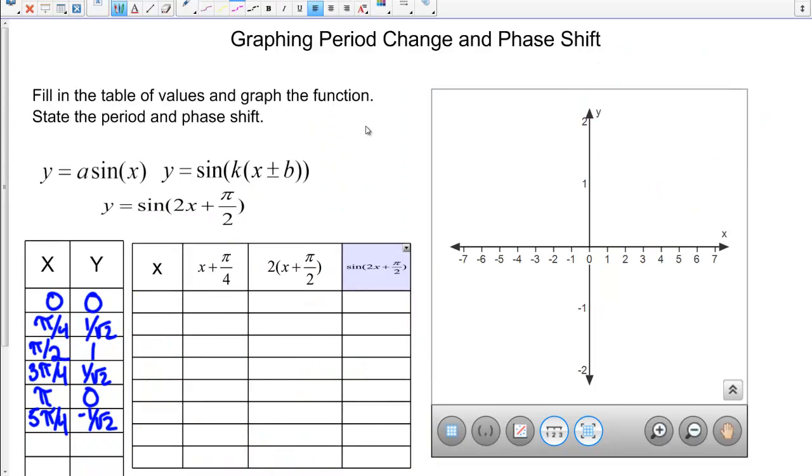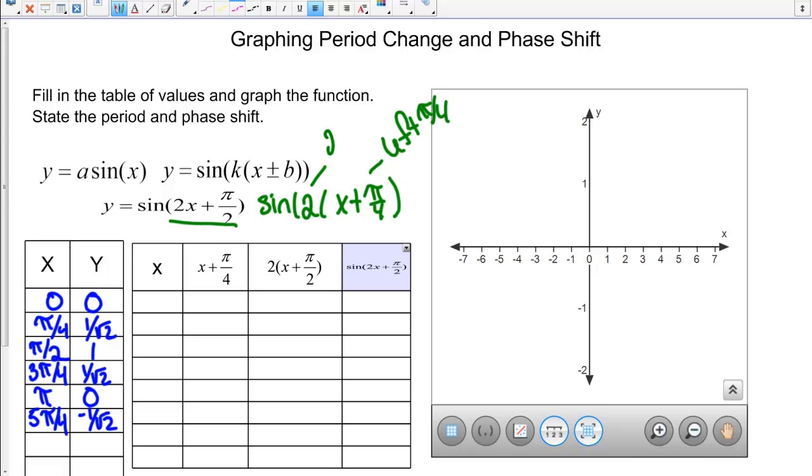So now we're going to have you try and see what you can get for y equals sine of 2x plus pi over 2. Don't forget to list your phase shift and period. So again, we need to take out a factor of 2 in this one. So we get sine of 2 times x plus pi over 4. So our phase shift is left pi over 4, and our period is 2 pi over k. So 2 pi over 2 gives us pi.